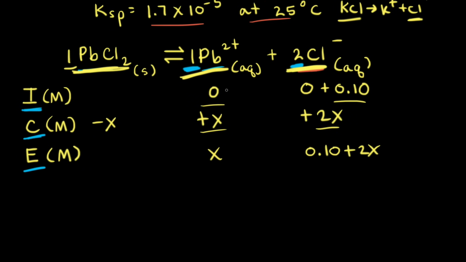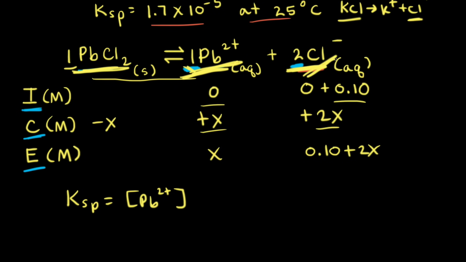Next, we need to write a Ksp expression, which we can get from the dissolution equation. So Ksp is equal to the concentration of lead-2 plus ions raised to the first power times the concentration of chloride anions, and since there's a 2 as a coefficient in the balanced equation, we need to raise that concentration to the second power. Pure solids are left out of equilibrium constant expressions, so we don't write anything for PbCl2.